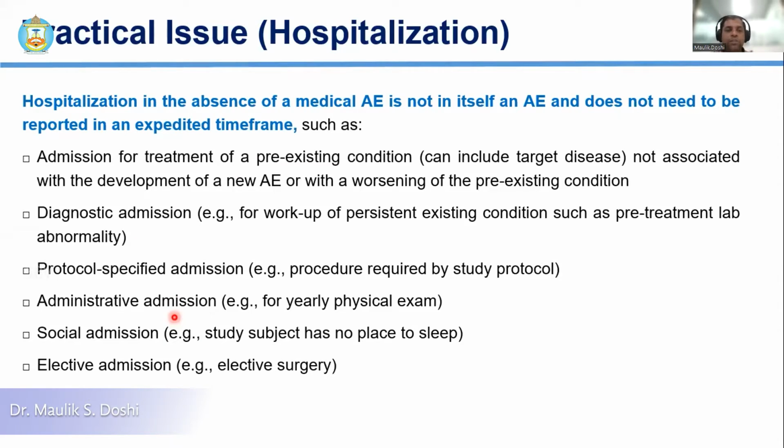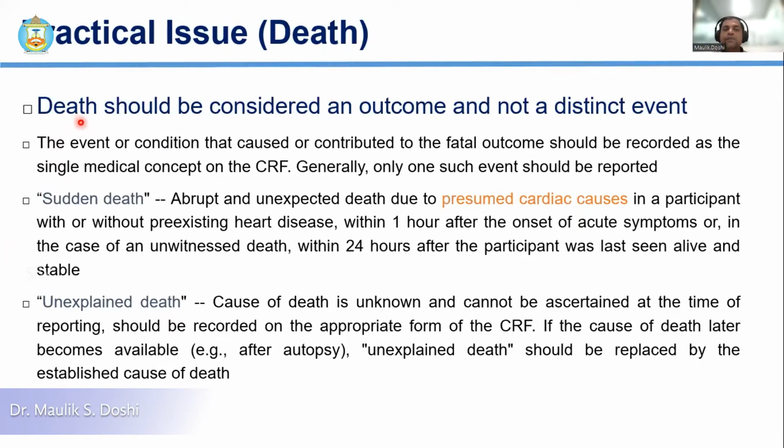This is an important point I would like you to remember whenever you are doing your thesis or any study. Death is an outcome. It is not a distinct event. Once you come to know that some patient has died, and you don't know the reason why, it is either a sudden death or unexplained. In that case, you can mention sudden death or unexplained death as part of your nomenclature. But remember that it is an outcome, not an event.